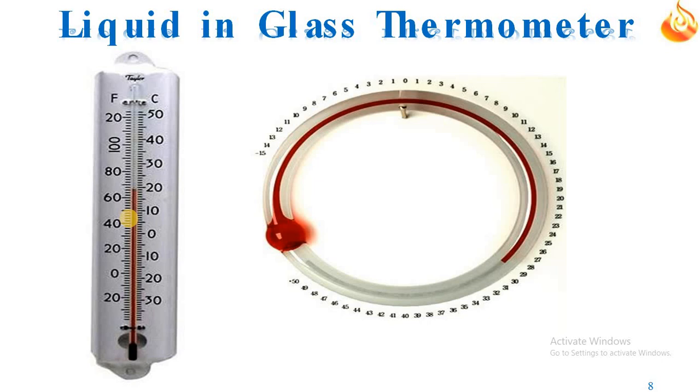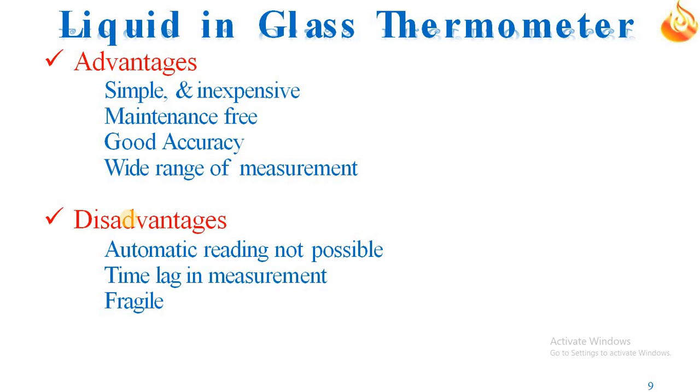Now we will move to the next instrument. Prior to that, we will just go through the advantages and disadvantages of this instrument. As I said earlier, we are looking at the mechanical instruments which are used for measuring temperature. In advantages, if we consider this instrument for temperature measurement, then it is a very simple and inexpensive instrument as compared to the other types which we are going to see further.